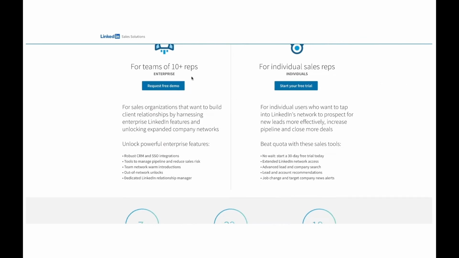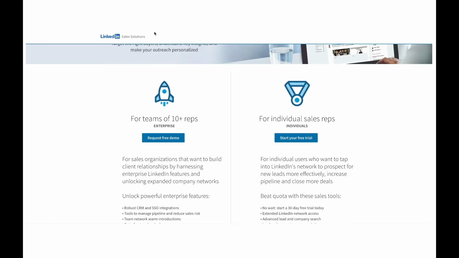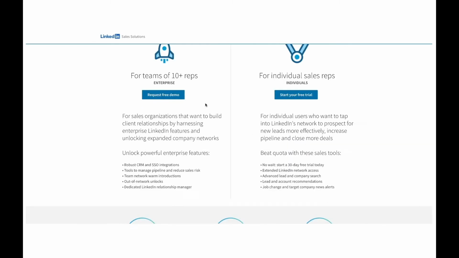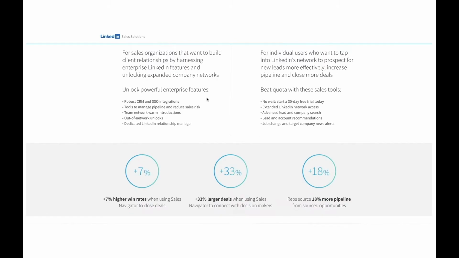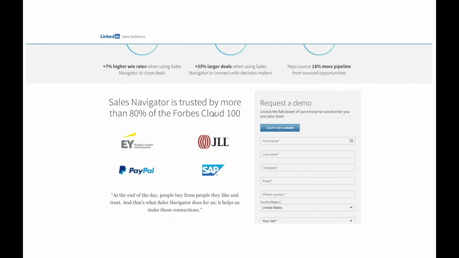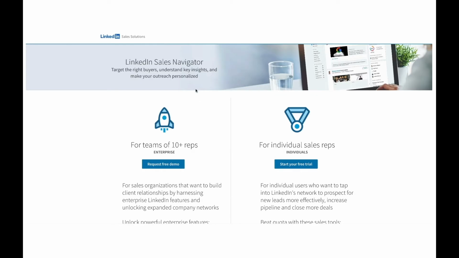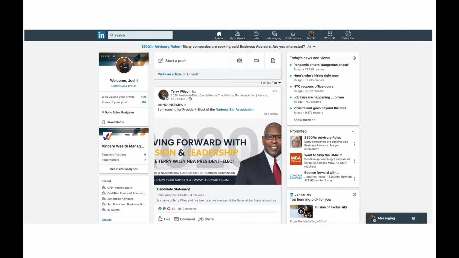If you don't already have it, you can just Google LinkedIn Sales Navigator to take you here. You can start an individual free trial, or if you're a larger business, you can do an enterprise version. It ends up being about $70 a month for LinkedIn Sales Navigator, but it's a very powerful tool, as you'll see, and it's something I highly recommend. It's worth the price of admission.